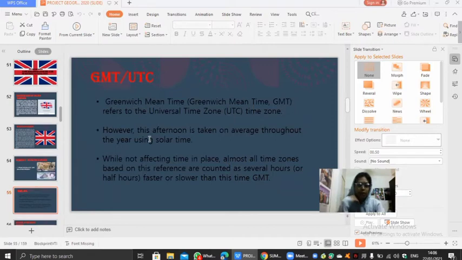For GMT, Greenwich Mean Time. Greenwich Mean Time (GMT) refers to the universal time zone, UTC. However, the time is taken as an average throughout the year using solar time, with no daylight saving time in place. Other time zones based on the reference are counted as several hours or half hours faster or slower than this time, GMT.